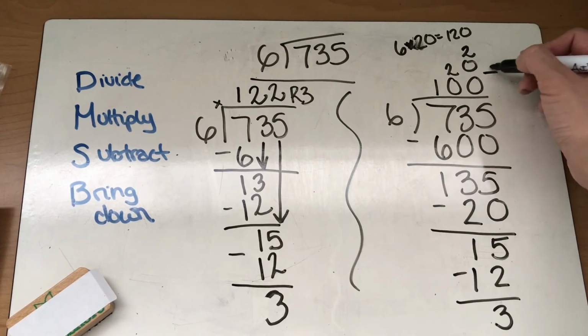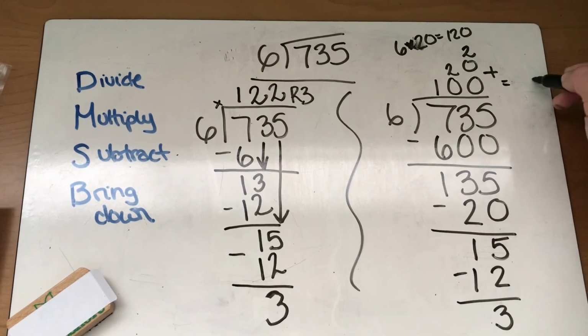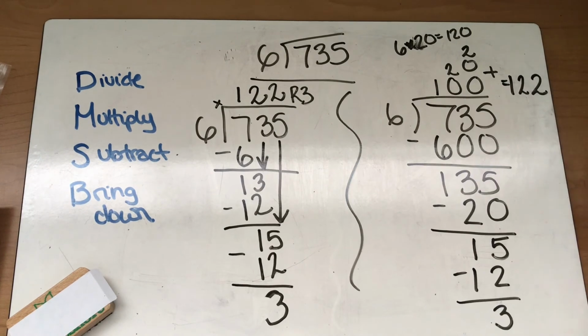So if I add all this up, 2 plus 0 is 2. And then 2 plus 0 is 2. And then 1 plus nothing is 1. And then I have my remainder 3 at the end.